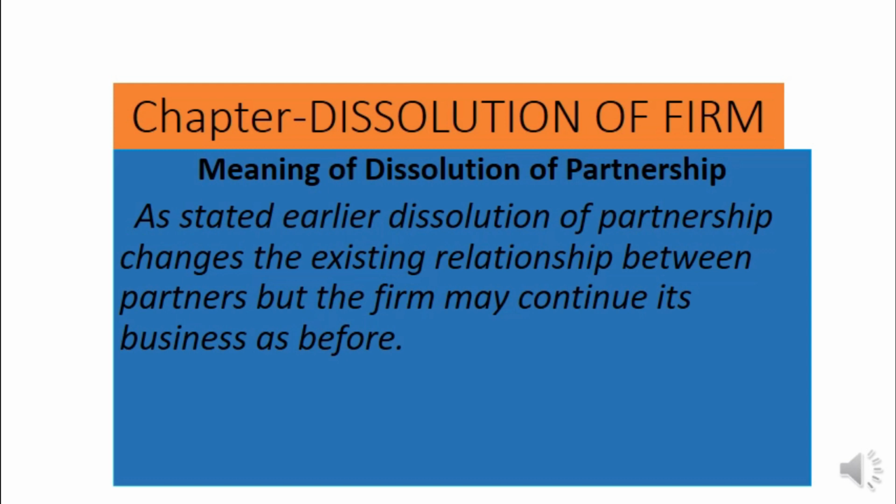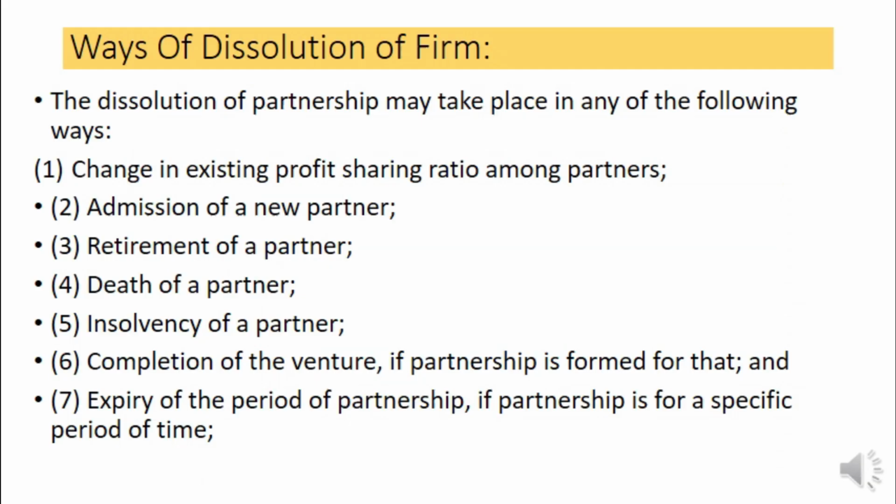Before starting the topic Dissolution of Firm, we must understand that Dissolution of Partnership is totally different from Dissolution of Firm. As we have already stated, dissolution of partnership changes the existing relationship among the partners, but the firm may continue its business as before. See, dear students, dissolution of firm means the firm is finished, the firm is over, the business is not now continued by the firm. Dissolution of firm means the books are closed.